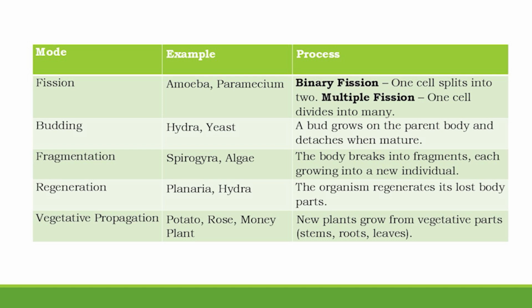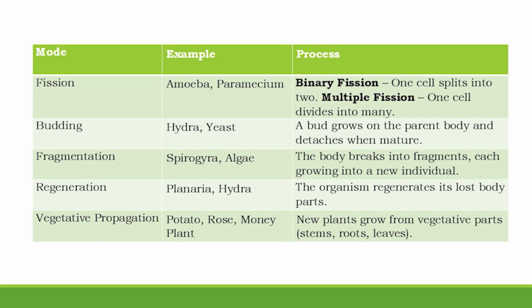Mode, example, process. Fission: amoeba, paramecium. Binary fission, one cell splits into two. Multiple fission, one cell divides into many. Budding: hydra, yeast. A bud grows on the parent body and detaches when mature. Fragmentation: spirogyra, algae. The body breaks into fragments, each growing into a new individual.